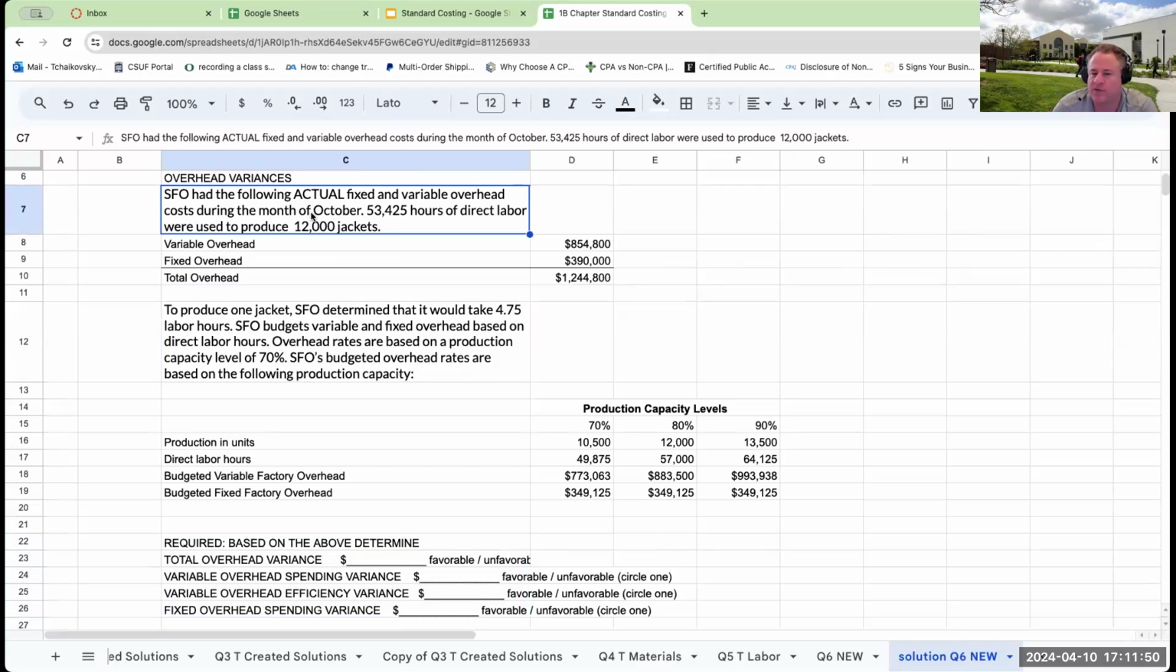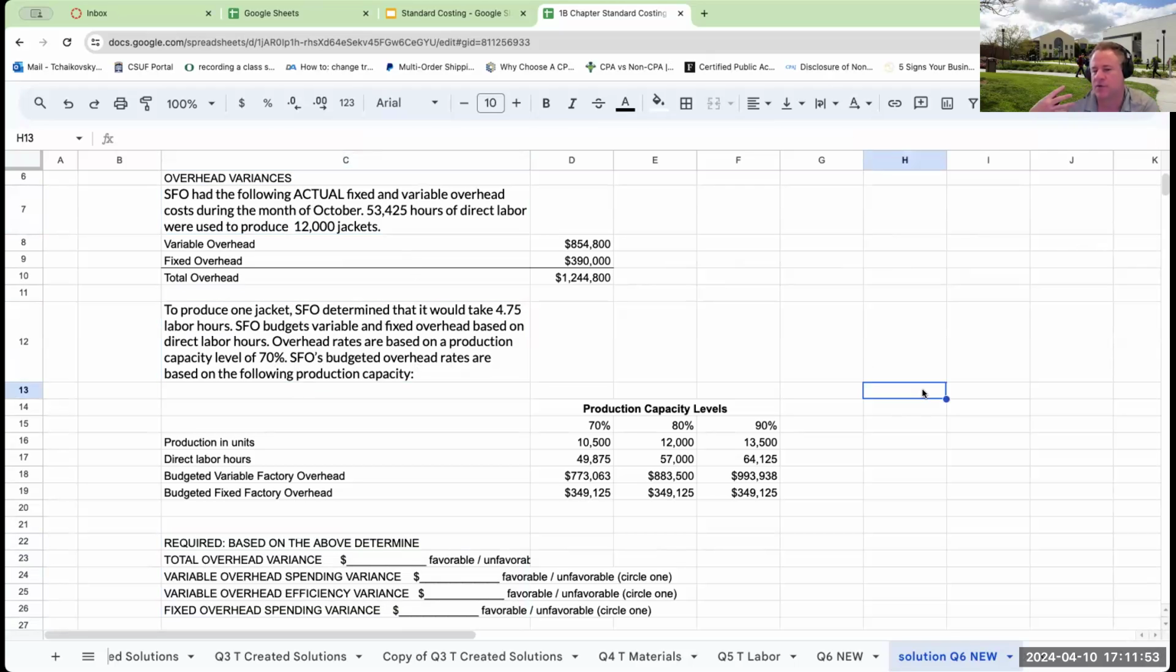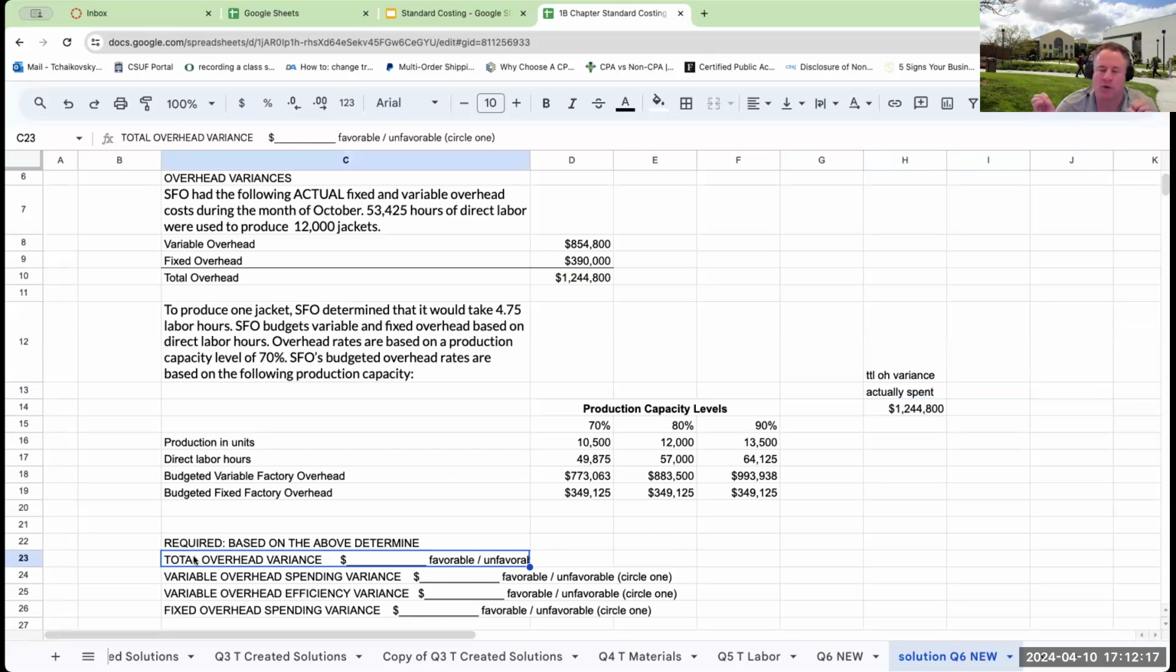Rather, what we're going to say to ourselves is, how much did we spend on the overhead? Well, what we actually spent on our overhead is 1,244,800. This is my total overhead variance, the first thing you want to compute. So I've got the actual amount I spent on my overhead, and what I want to compare it to is my budgeted amount.